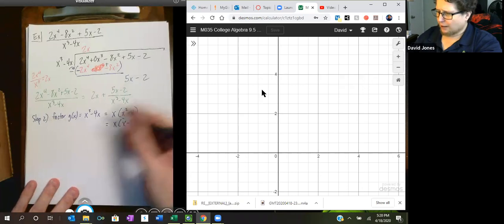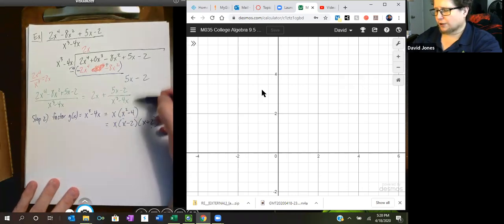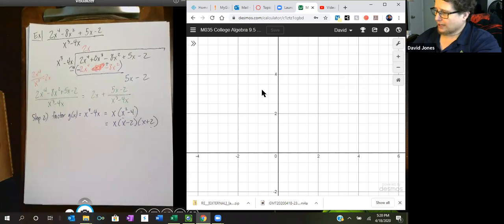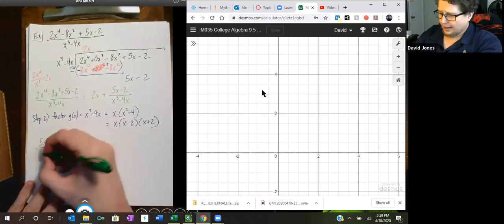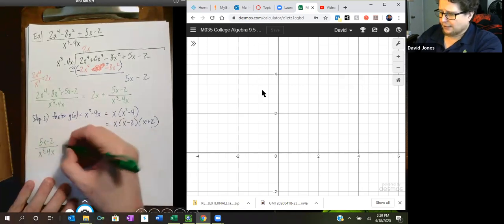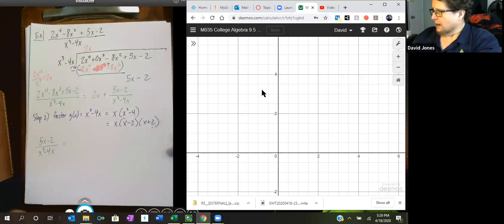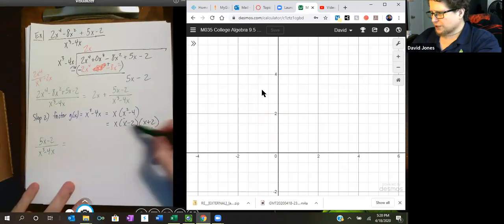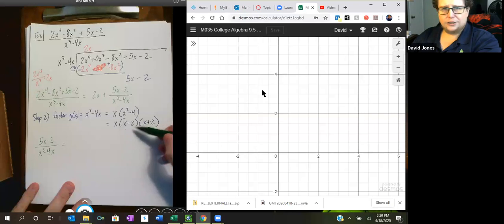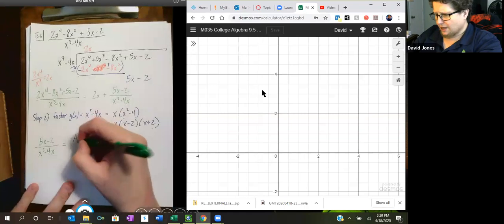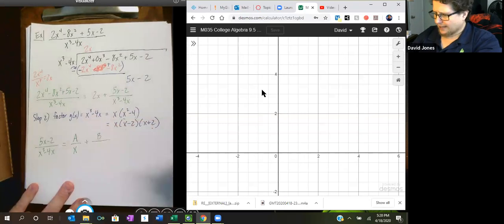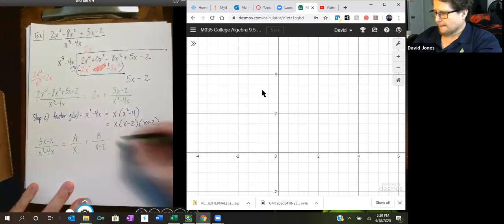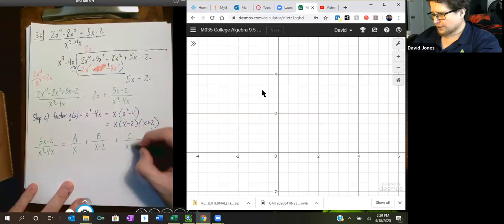I am going to have my original fraction on one side. I'm just going to work on this end part here. So we're going to have 5x minus 2 over x cubed minus 4x. That equals, well, since we have a whole bunch of things like this, rather than using A1 and A2 and A3, I'm going to use A, B, and C. I can have A over the x term plus B over the x minus 2 term plus C over the x plus 2 term.